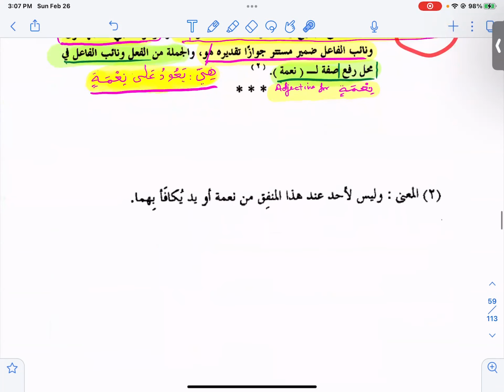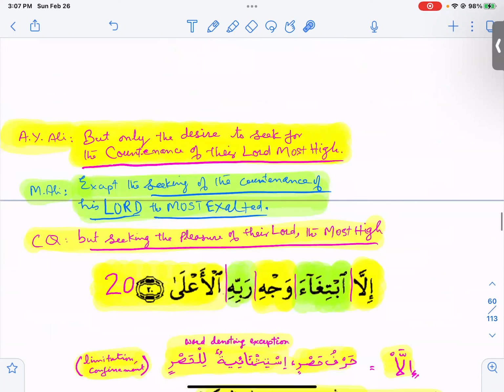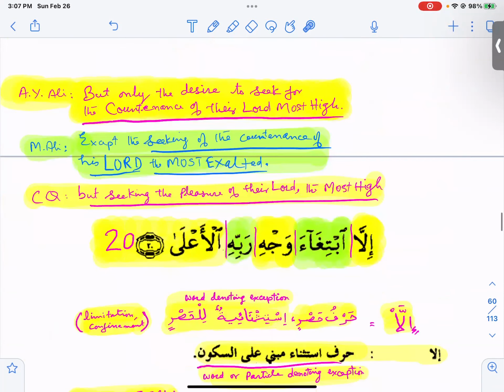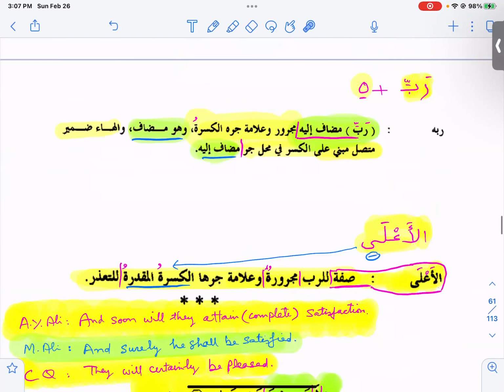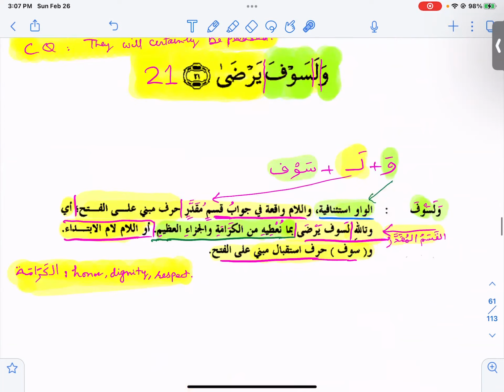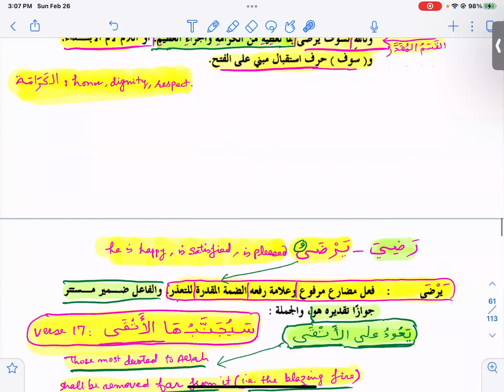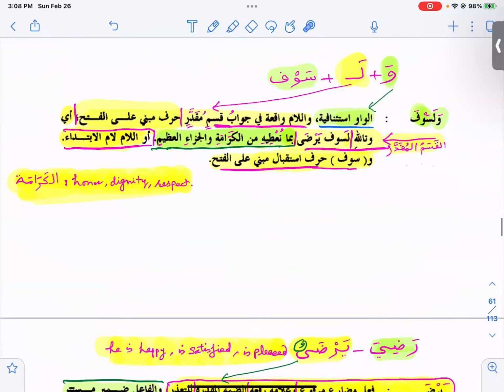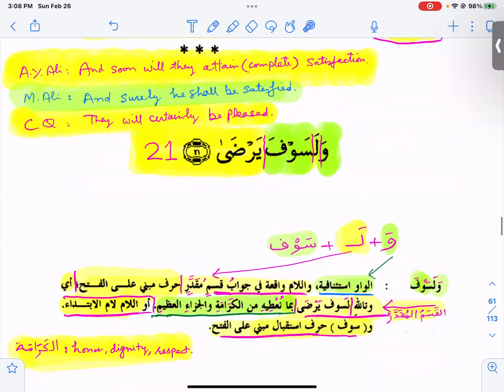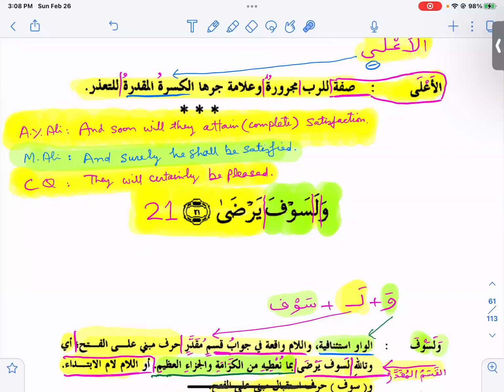Alhamdulillah. Illa ibtigha'a wajhi rabbihil a'la. This is very beautiful. Now we are coming to the end. Inshallah, we'll finish it. Anything extra I have written, I will ignore for the time being. Yeah, that is it, my brother. Allahu Akbar. We are almost done. Almost done.